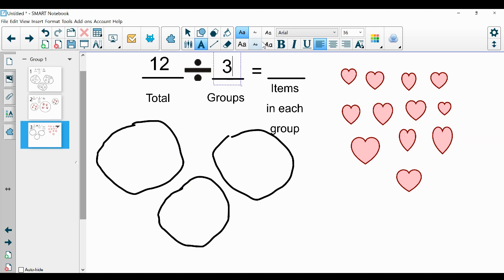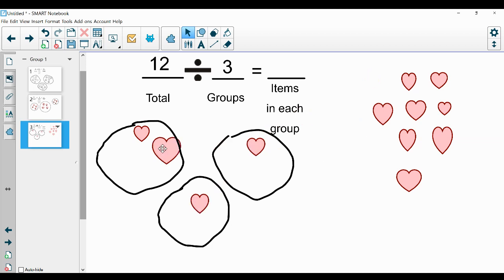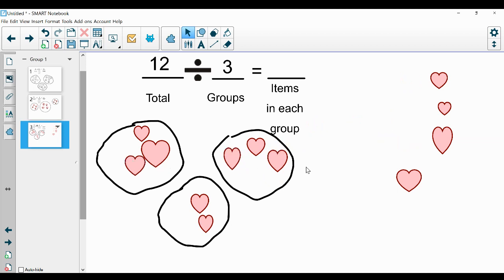Now I'm going to take my hearts and move them, one for me, one for you, into each circle. 1 for me, 1 for you, 1 for me, 1 for you. It's not really 1 for me, 1 for you. It's kind of like you, you, and you. 1 for you, 1 for you, 1 for you, and so on until all the hearts are shared.